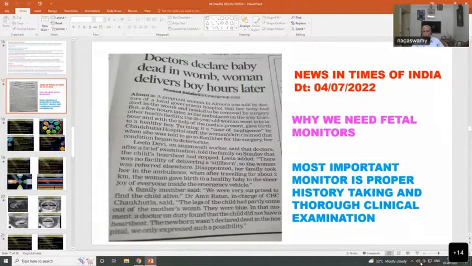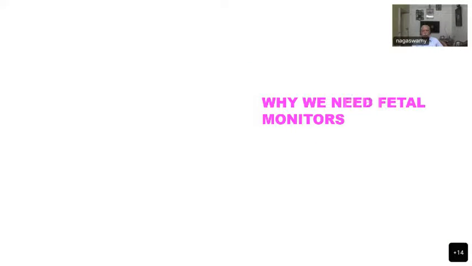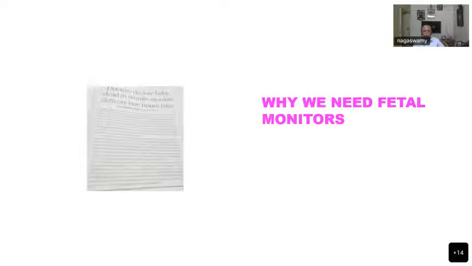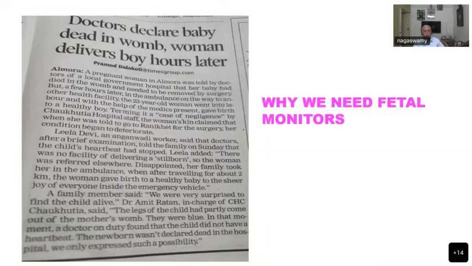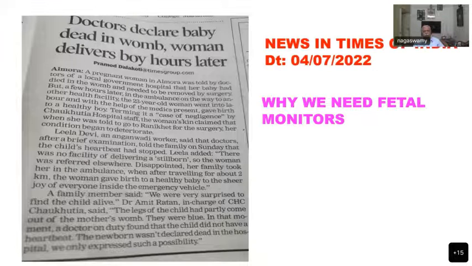I don't know how many of you have had the opportunity to see why we need fetal monitors. This is the news item in today's Times of India: Doctors declare baby dead in womb. Woman delivers a boy hours later. I put the date wrongly. It is today's news item.